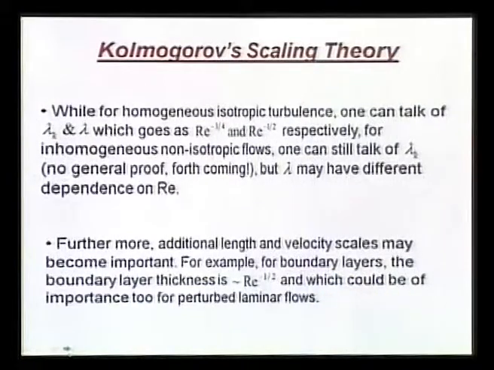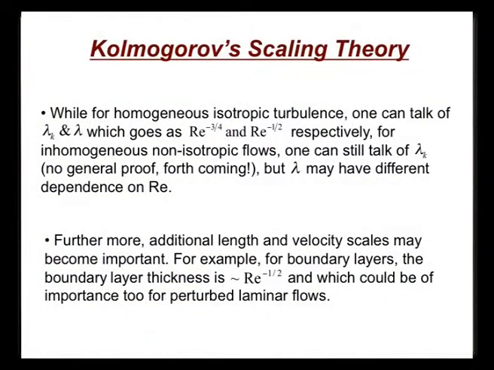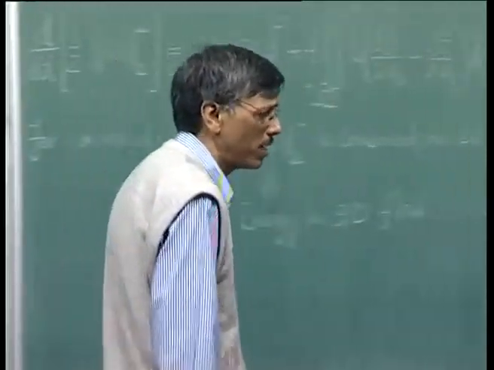For example, if you are looking at a boundary layer itself, the boundary layer thickness is proportional to Re to the power minus 1/2. So, that is like your Taylor microscale, right. You can understand that that could also be important, even though you are not looking at turbulent flow. If you are simply looking at perturbed laminar flow, you should be able to resolve those kinds of scales. Okay.